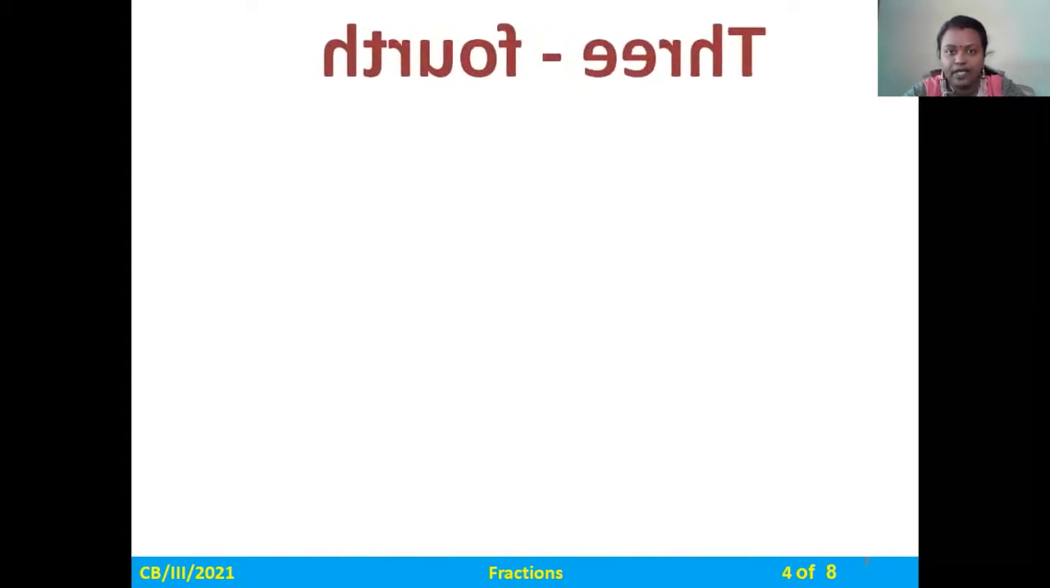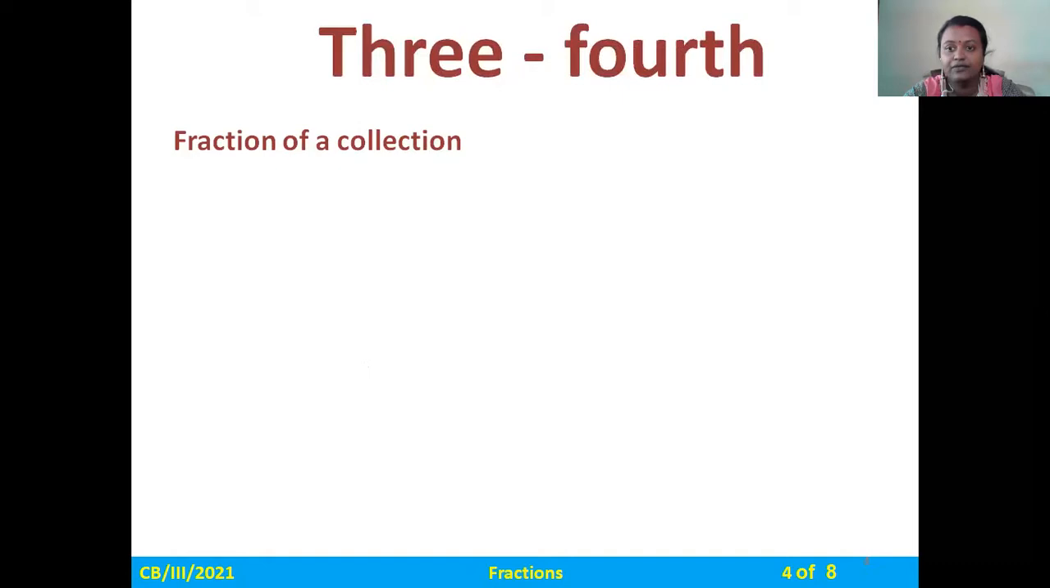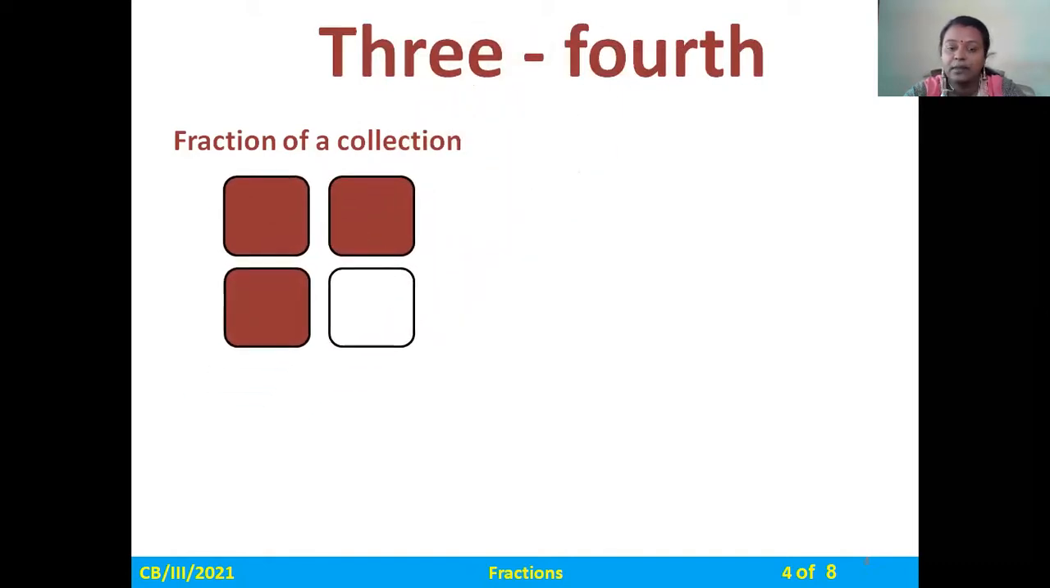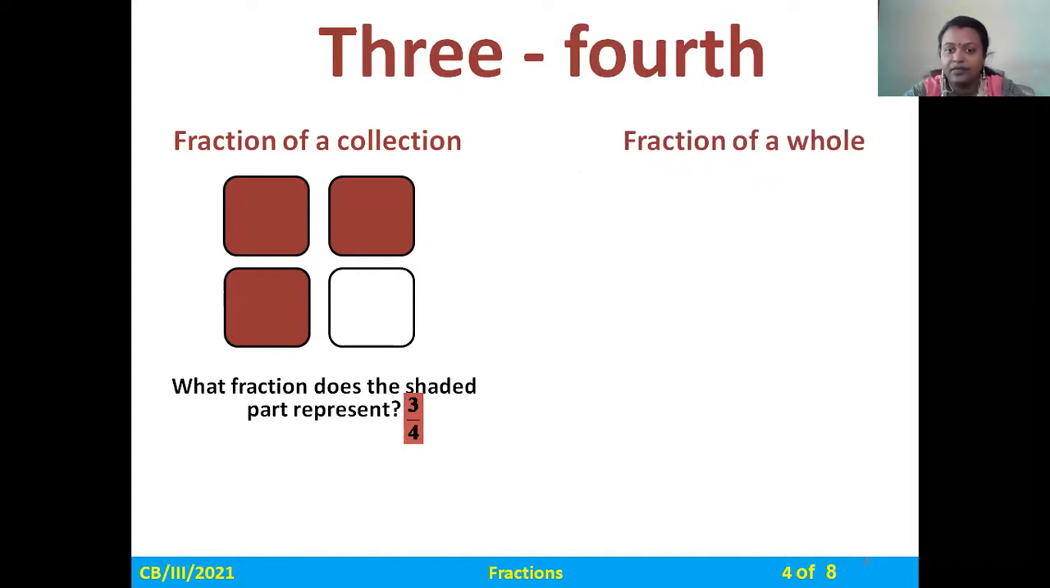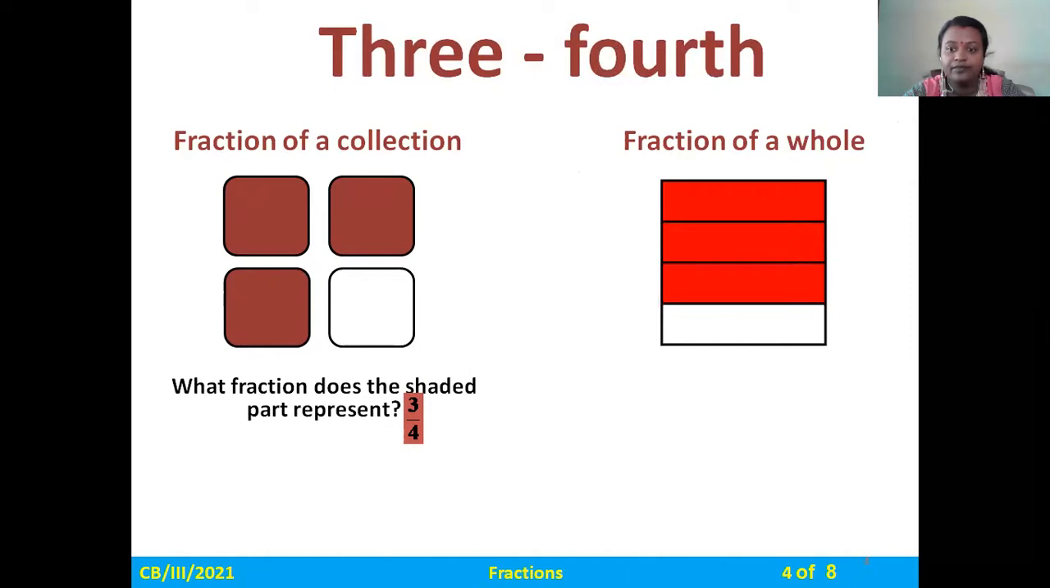Three-fourth. As the name signifies, 3/4, we have 3 parts represented out of 4. So the shaded part is 3/4. Whereas in the case of a whole, it's represented as this. So the question says, find the fraction that represents the unshaded part. Yes, it's 1 upon 4, also called 1/4.